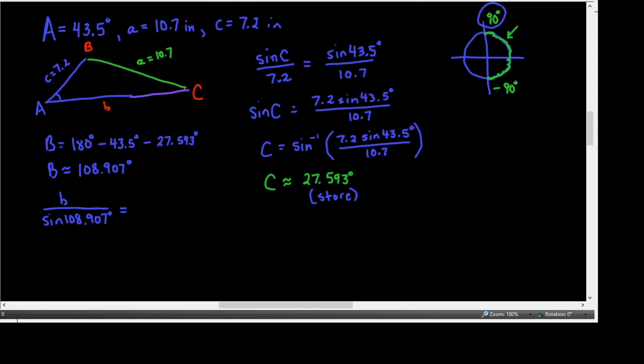Now, of the two possibilities, use the A's or use the C's, which one was given? Because that's what we need to use. Well, the A's were given, so we should use 10.7 for A divided by the sine of angle A, which is 43.5 degrees. So solving for B, we'll multiply both sides by the sine of that obtuse number.